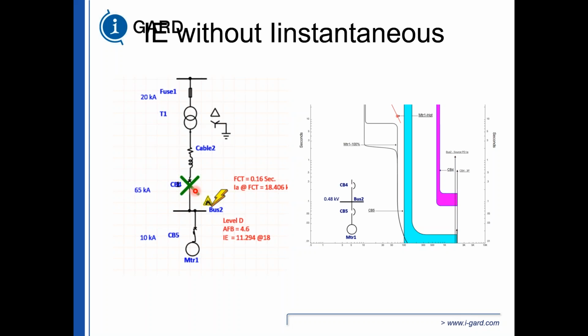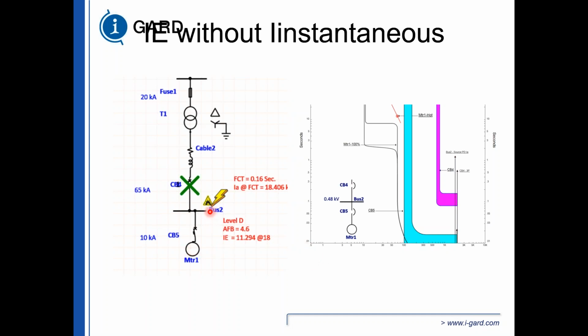LS if it's high resistance grounding, LSG if you have a solidly grounded system. You don't necessarily need a G function on a circuit breaker if you have a resistance grounded system. So if you have a fault on bus number 2, it's going to take 160 milliseconds to clear that fault. Your fault clearing current at the fault clearing time is 18.4 kA. Your incident energy is 11.294 calories per centimeter squared.